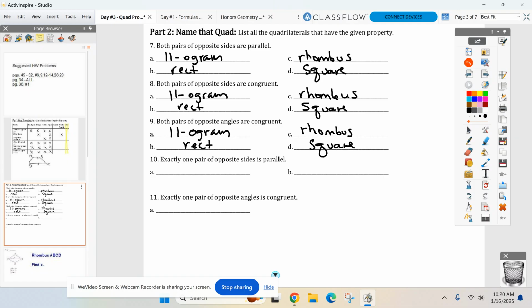All right, maybe we'll get a little confused now. Exactly one pair of opposite sides is parallel. Trapezoid and isosceles trapezoid. And you can cross out number 11 because that was a kite. Exactly one pair of opposite angles, that was a kite's property when we used to do kites back in the day.